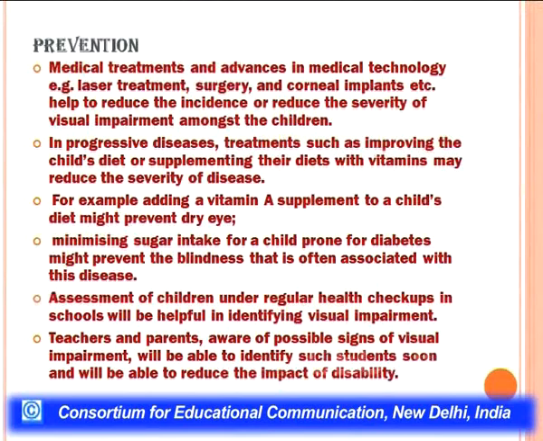For example, medical treatments are there. In progressive disease, treatments such as improving the child's diet or supplementing their diets with vitamins. Vitamin A supplement is very useful, minimizing sugar intake to avoid diabetes. Then assessment of children under regular health checkups in schools will be helpful in identifying visual impairment. Teachers and parents aware of possible signs of visual impairment will be able to identify such students soon and will be able to provide the right kind of environment.